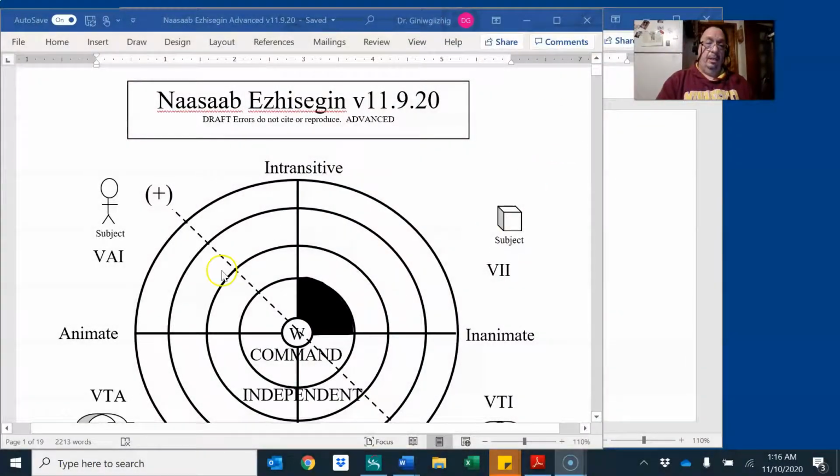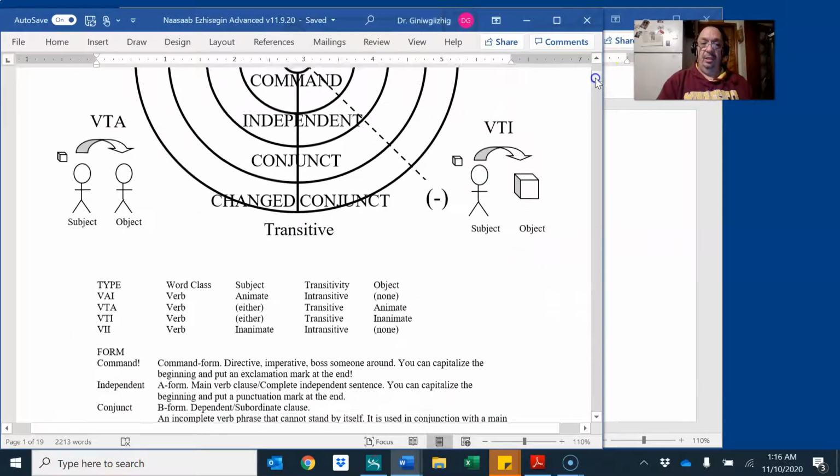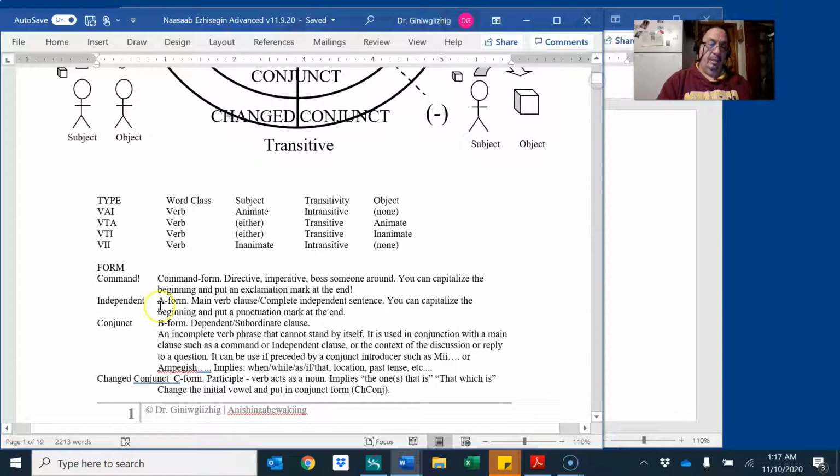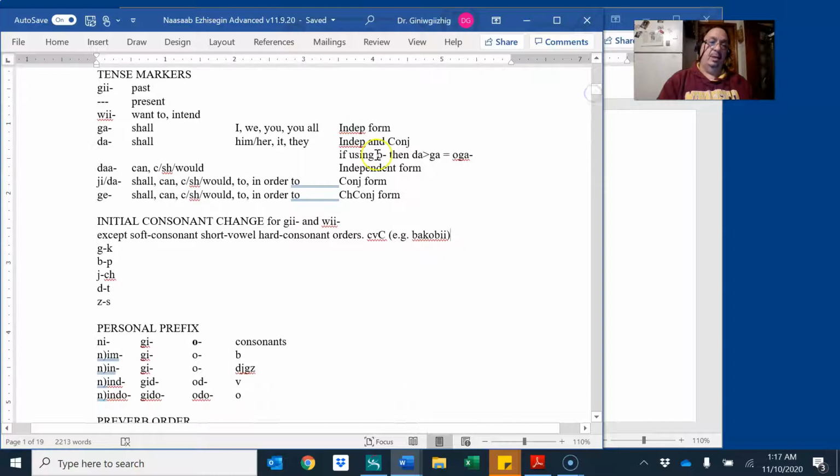We already talked about verb types: VAI, VI, VTI, VTA. The transitive ones have an object. The subject is the one doing it. And we talked about commands, forms, command, independent, conjunct, change. Today we're going to talk about tense markers.